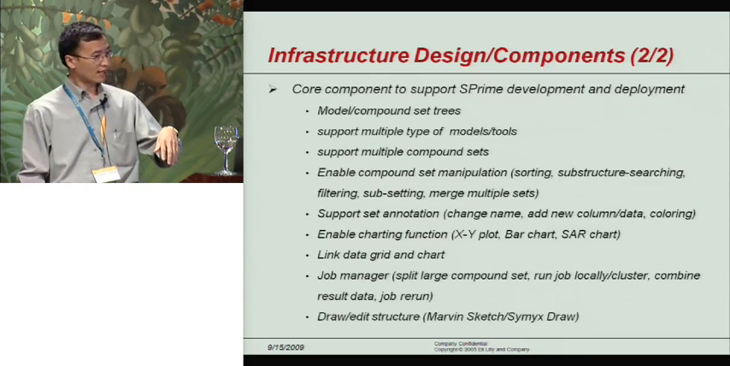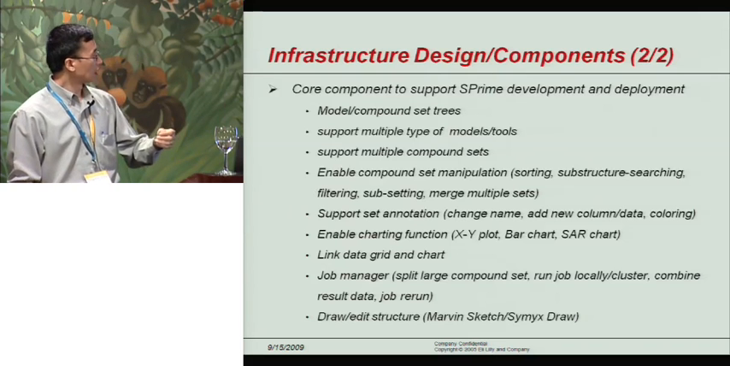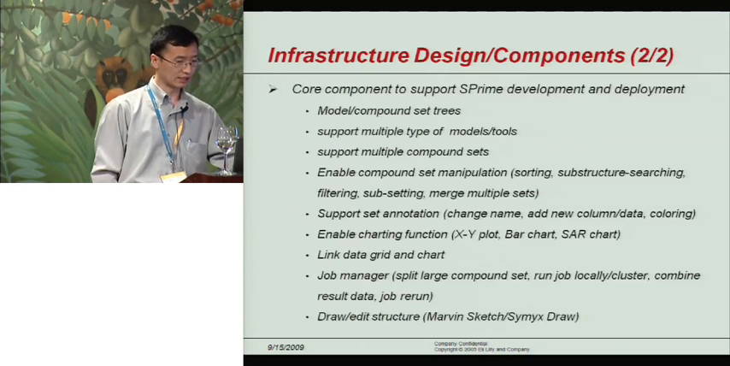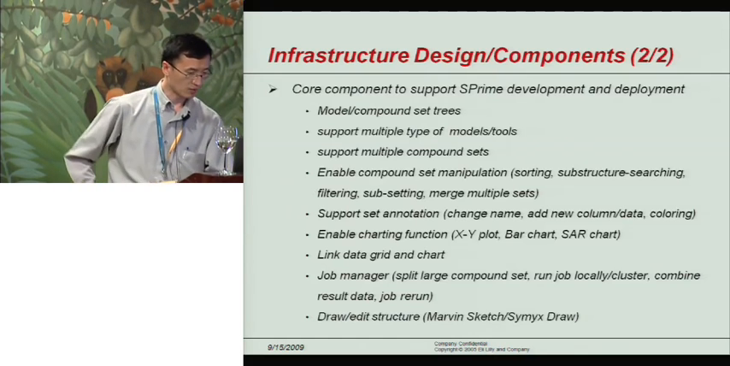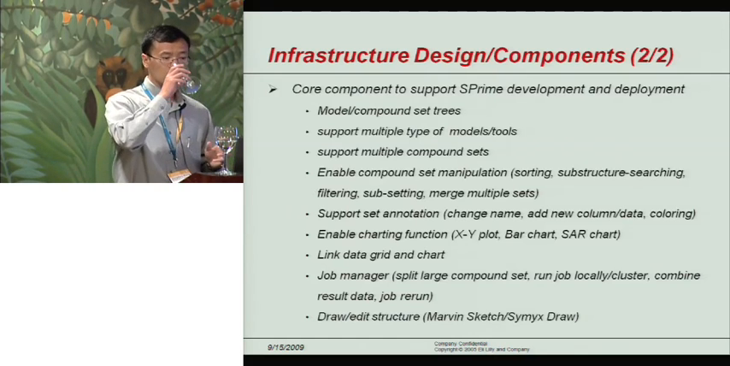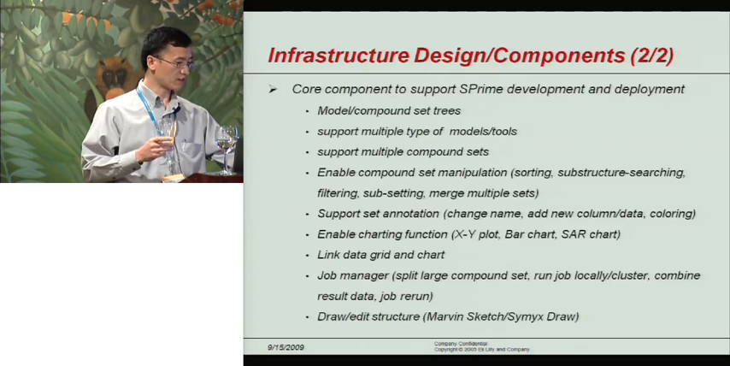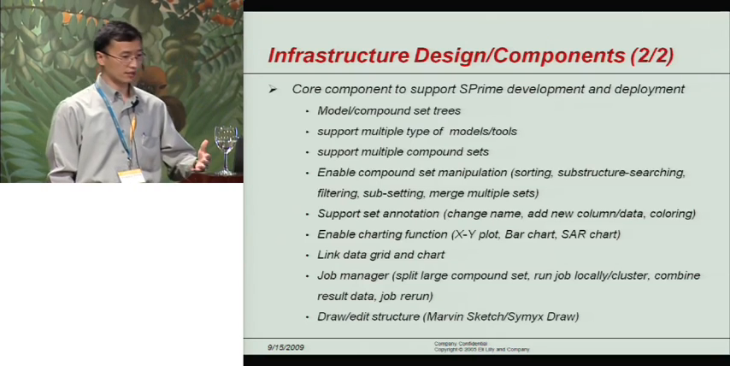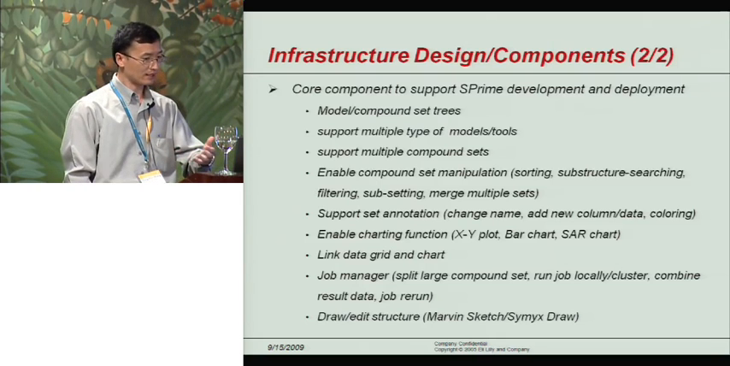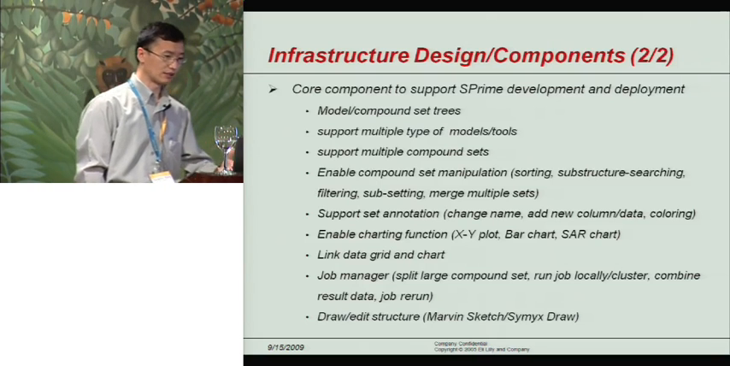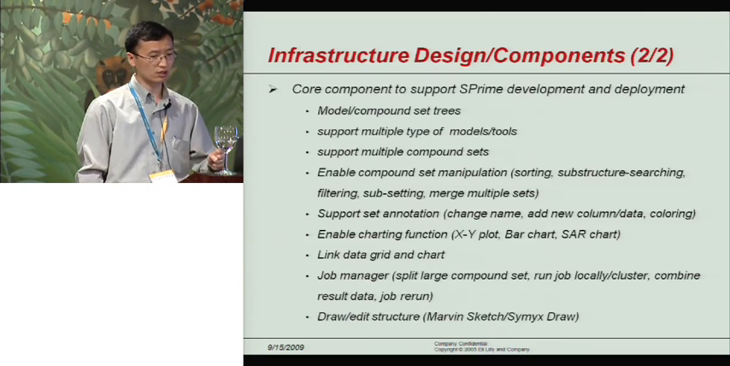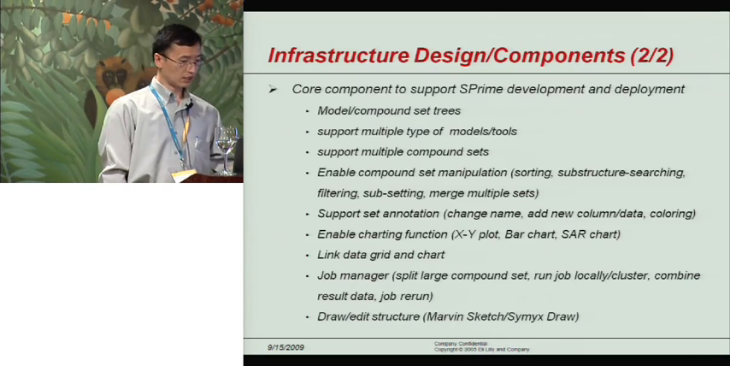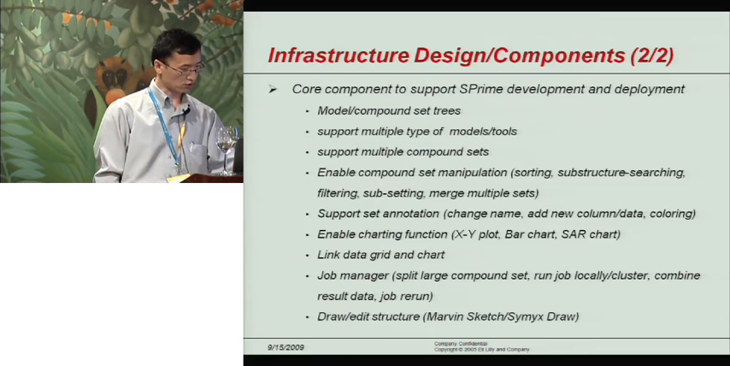So this slide itemizes all the components in the application, and some of the components will be discussed in later slides, so I don't want to spend much time on these. One thing I want to emphasize is our job manager, because for now we can support up to 40,000 molecules, and for this kind of big data set, our job manager will split the large compound set into small different tasks. We can run locally or in the cluster, and we can combine the data later on. So it gives us some freedom to do this kind of work.